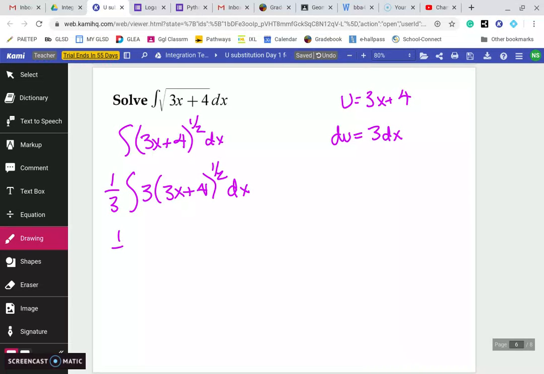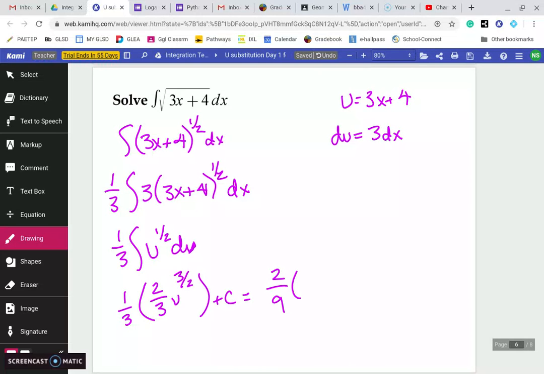So now I'm going to rewrite with my u's. So this becomes u to the 1/2 du, not dw, du, because the 3 dx becomes the du. Now integrate. So I'll add 1 to my exponent, making it 3/2, and then divide. Remember, dividing by a fraction is really multiplying by the reciprocal. And so I get 2/9 times the quantity 3x plus 4 to the 3/2 plus c.